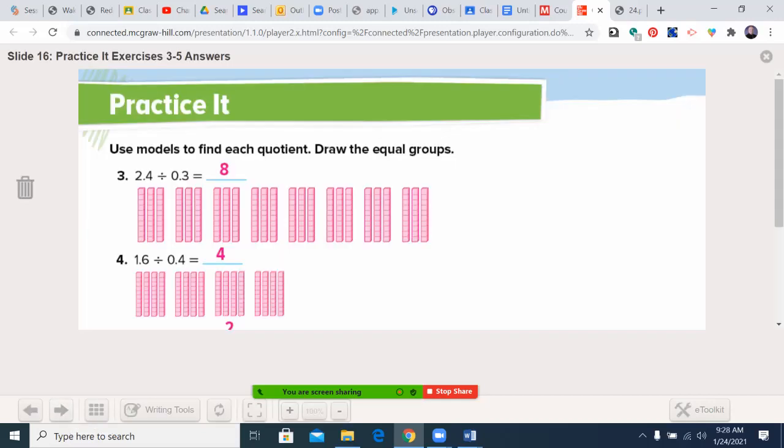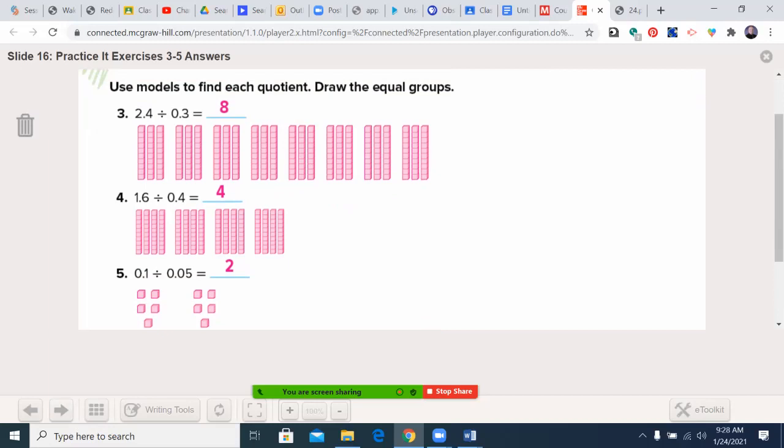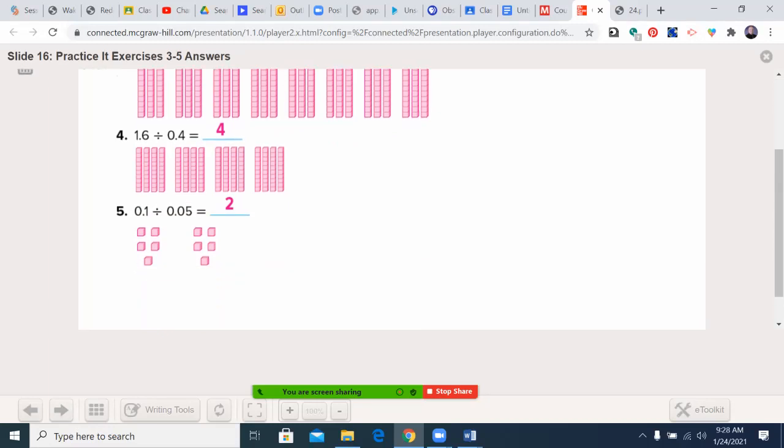Welcome back. Let's see what we got here. On number 3, a very similar problem to the one we did in the build it stage. We had 24 tenths divided by 3 tenths, so each group of 3 tenths, and you see there are 8. And then down here, 1/10 is going to be 10 hundredths. 10 divided by 5 is 2.